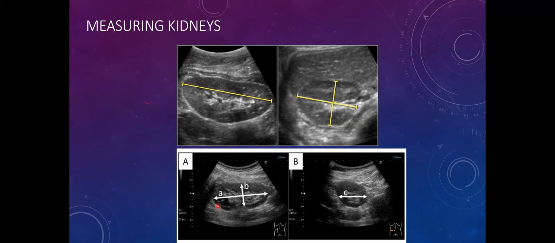Some people measure the sagittal length and height in one picture, and then the width in another picture. That's all fine, and I used to do it too. The problem is that what I've seen people do is measure the length correctly, and then take this measurement, and then they'll turn transverse and take this measurement. That's the same exact measurement, because you just simply turn your transducer around.